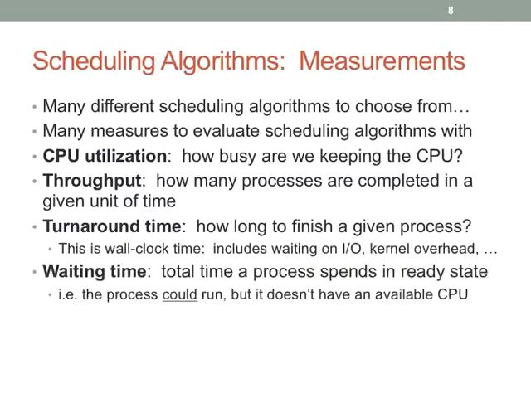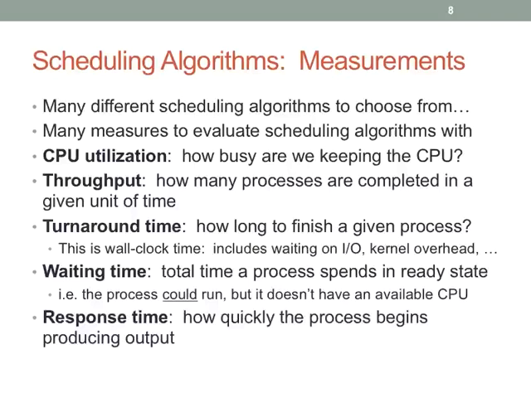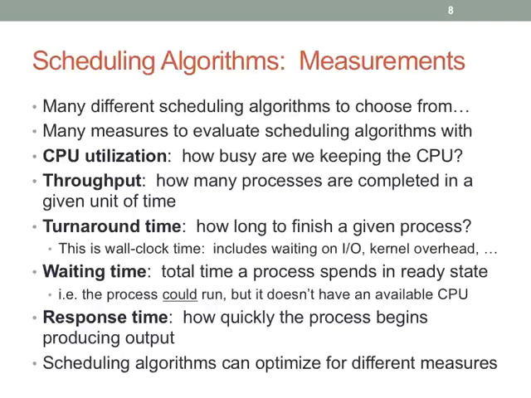How much time does a process spend in the ready queue? I.e., it could run, but it's not getting to, so it's frustrated. If it had the CPU, it could feel frustration, but it doesn't, so it just sits there. And then response time: how quickly does the process begin producing output? Sometimes you see that as a goal, but not always. So you can imagine that of all of these various measures, we could try to optimize for any number of them. Maybe just one, maybe a bunch.